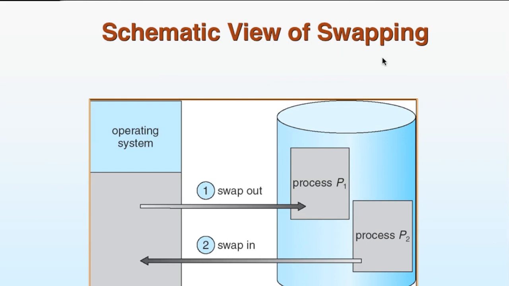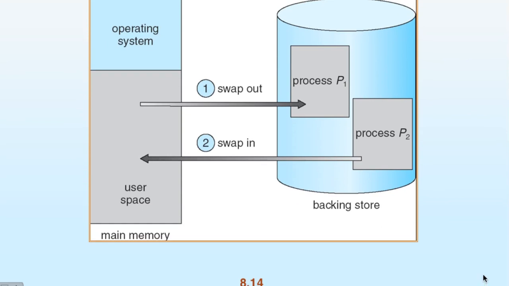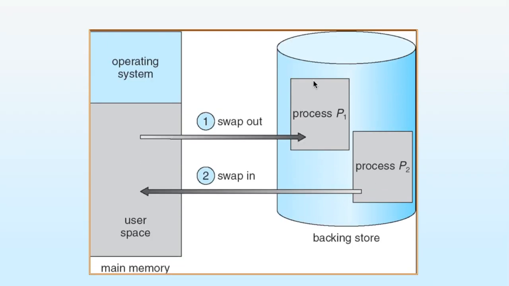Here is a schematic view of the swapping in terms of what I was describing. And over here is the backing store. It sort of looks like a hard drive. It looks like a little cylinder, actually.